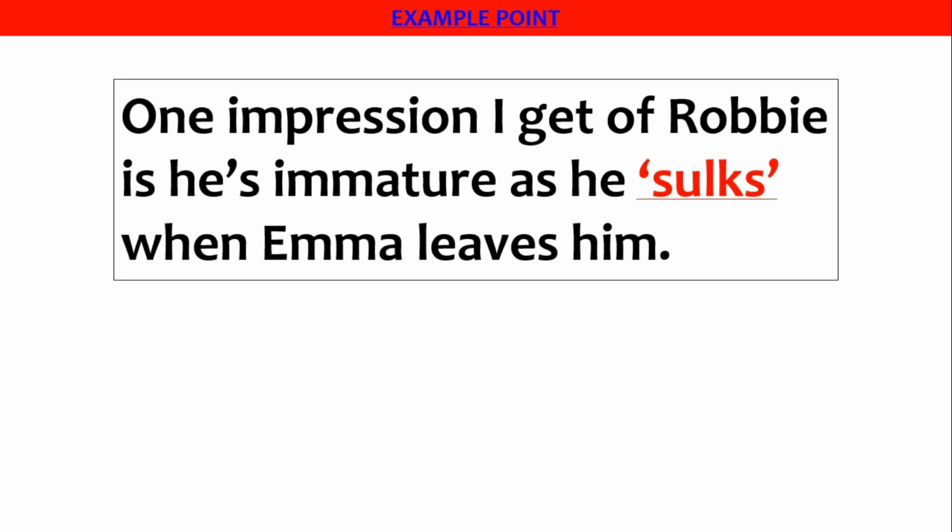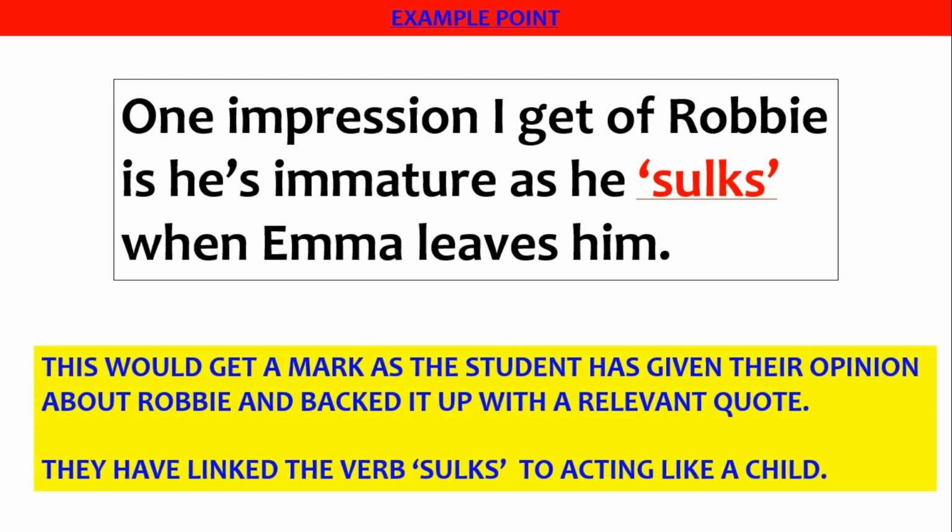So, example point: one impression I get of Robbie is he's immature as he sulks when Emma leaves. Okay, when he leaves them alone. So let's look at this. This will get a mark as the student has given their opinion about Robbie, i.e. he's immature, and he's backed up with a quote to prove that.